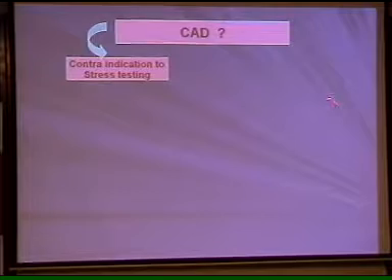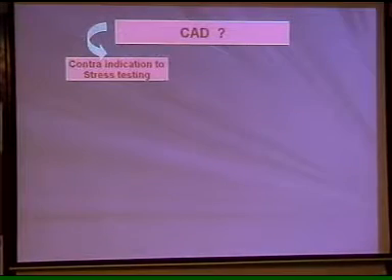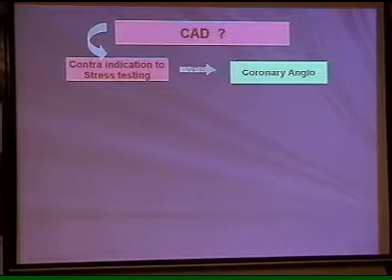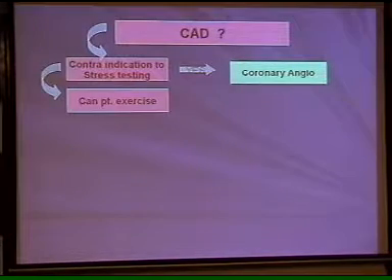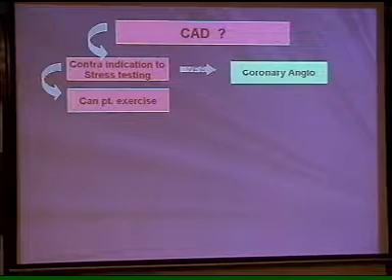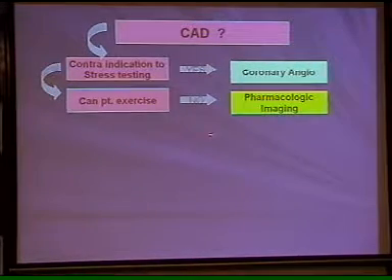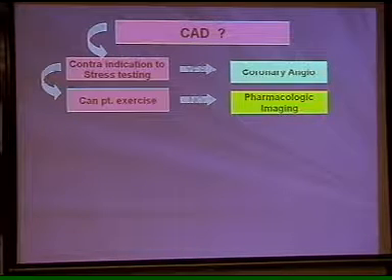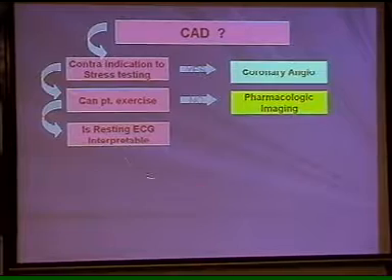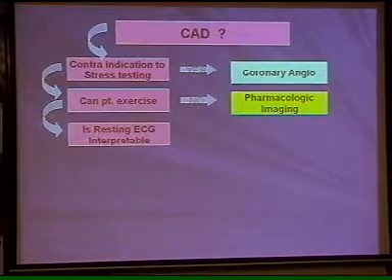If there is any contraindication to the stress testing, go straight away for coronary angiogram. If there is no contraindication, just think whether the patient can exercise. If no, then go for pharmacological imaging like stress echo or stress Thalium. But if you think that the patient can exercise, then is the resting ECG interpretable?